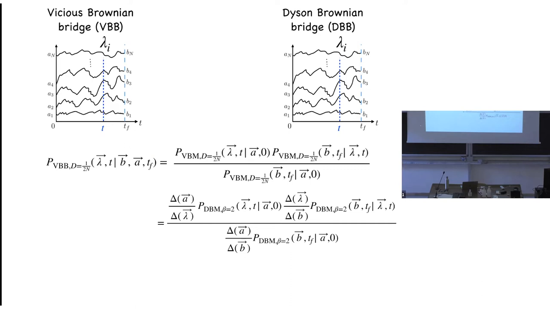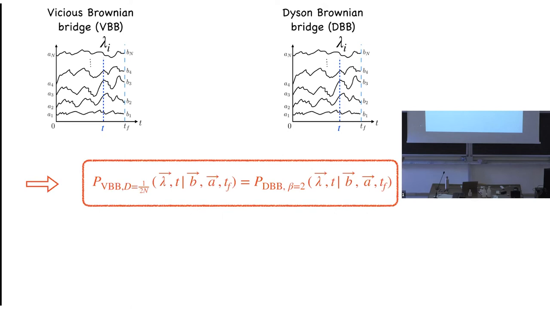But now when you see that, it's quite nice. Because many of these terms do cancel, and eventually what you get is simply the product of the two propagators divided by the normalization, and that's precisely the propagator of the Dyson Brownian bridge with beta equals 2. So that means we have clearly a nice identity between the two. This is true for any A and B, by the way, so if I'm able to derive that, then I will be able to have this.